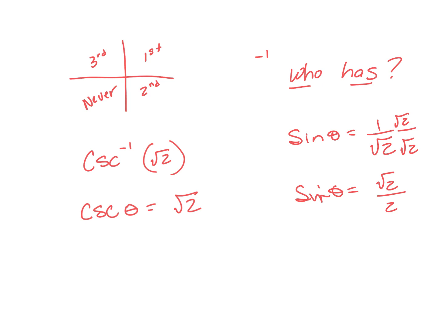And if you look at your unit circle, you're going to look here first, right? You'll find that 45 degrees has a sine of root 2 over 2. So your answer is 45 degrees.